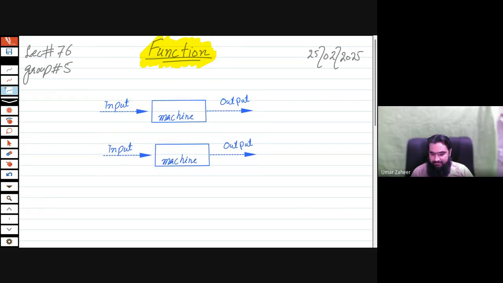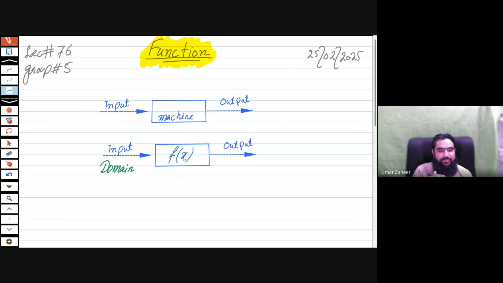The pattern is, you have a specific function. We denote it as f of x. This is a function. You give it something as an input, that is known as the domain of the function.